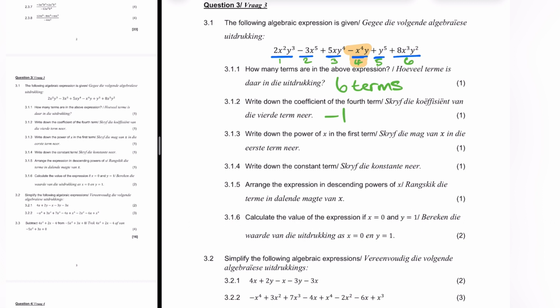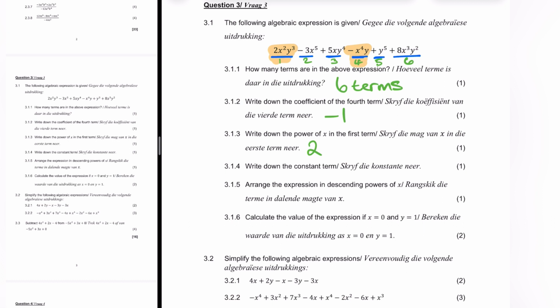Then thirdly, write down the power of x in the first term. So the first term is here. So the power of the x in the first term is 2.